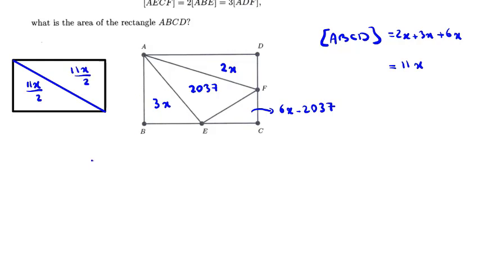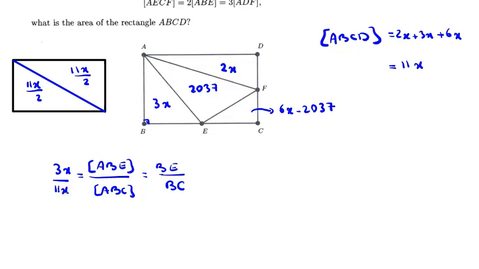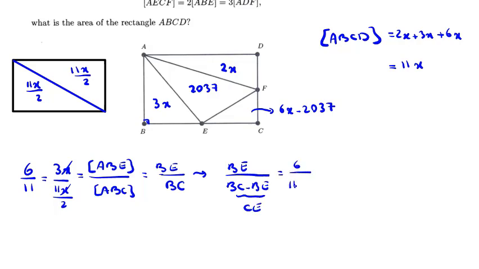So here, area of ABE over area of ABC, half of the rectangle, equals what? Equals BE over BC, because the altitude is the same, so it's the ratio of bases. ABE is what? 3x. ABC is what? 11x over 2. We can cancel these two things. It will be 6 over 11. Now I say, okay, BE over BC minus BE, which is CE, equals 6 over 11 minus 6, which will be 6 over 5. So BE will be 6y. EC will be 5y.